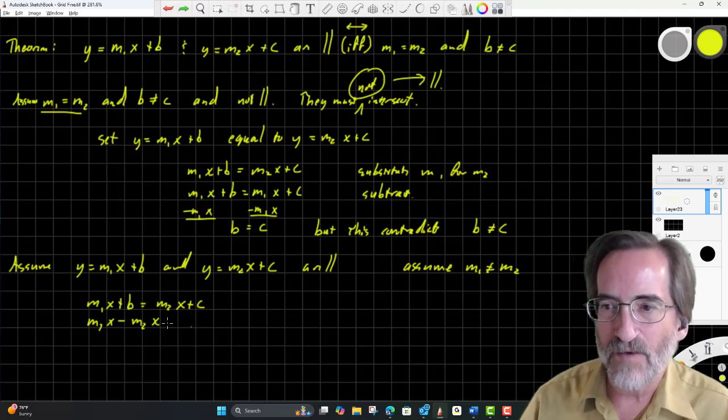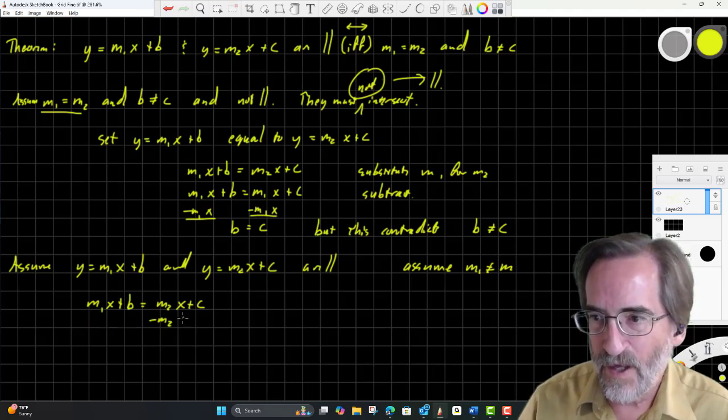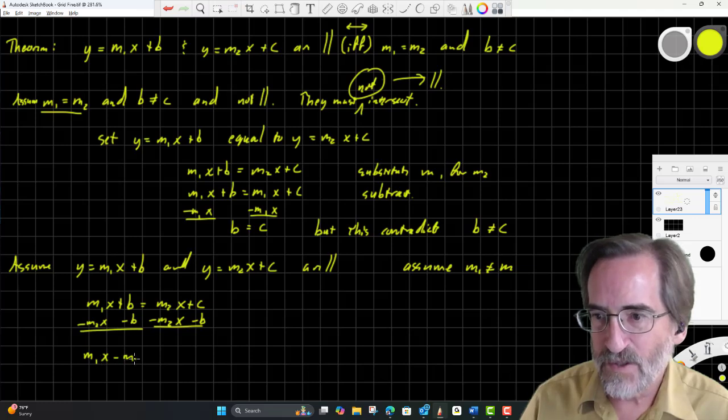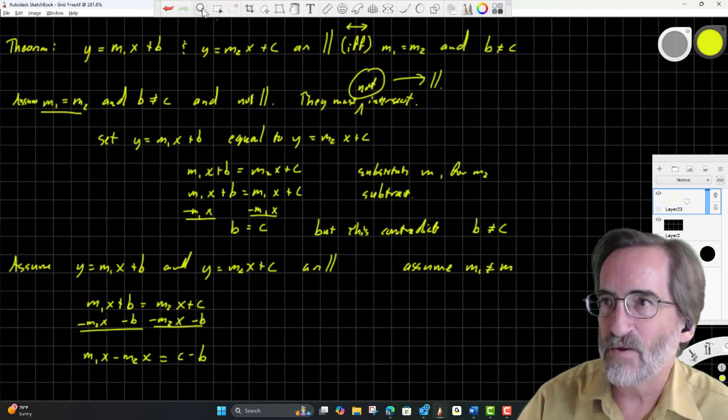So let me show you the steps I just did here. I subtracted m2x from both sides, and I subtracted b from both sides, keeping the equation balanced. We get m1x minus m2x equals c minus b. Now let's make a little bit of room.